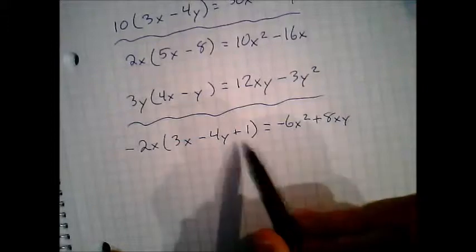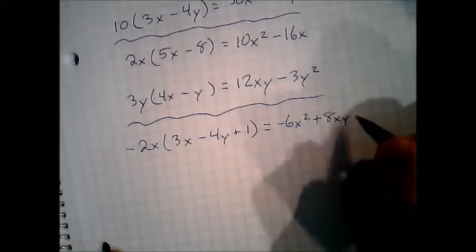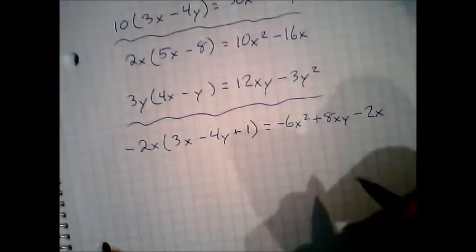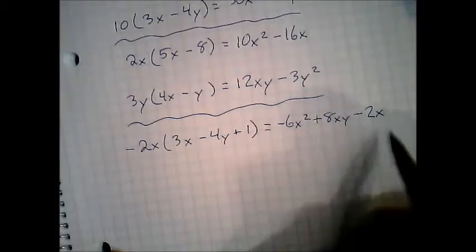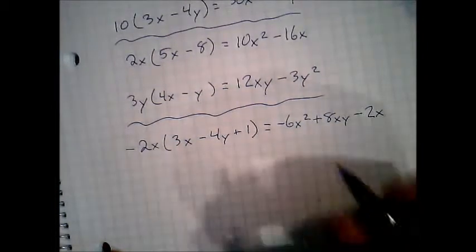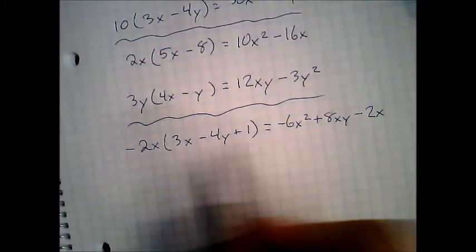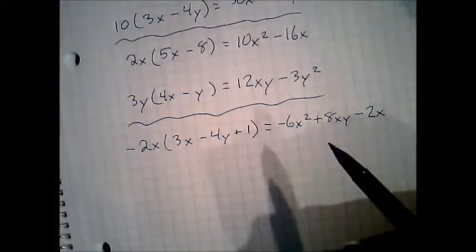And then negative 2x times a positive 1 is negative 2x, because negative 2x times 1 is negative 2x. And just negative means we're going to subtract. So our answer is negative 6x squared plus 8xy minus 2x. Now remember, with the distributive property, we're multiplying all of our inside terms by our outside number. And this is only the case when we have one number on the outside.